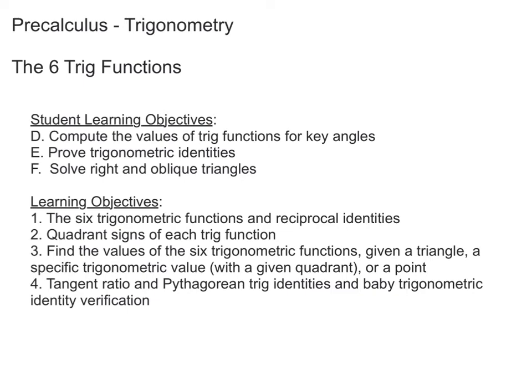So in this video, we're going to talk about the 6 trigonometric functions and reciprocal identities. We'll talk about quadrant signs of each trig function. We will find the values of the 6 trigonometric functions given a triangle, a specific trigonometric value with a given quadrant or a point. And lastly, we will talk about the tangent ratio identities and the Pythagorean trig identities. And we will start baby trigonometric identity verification.